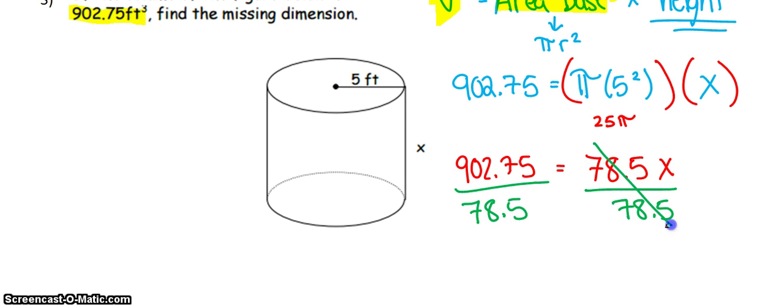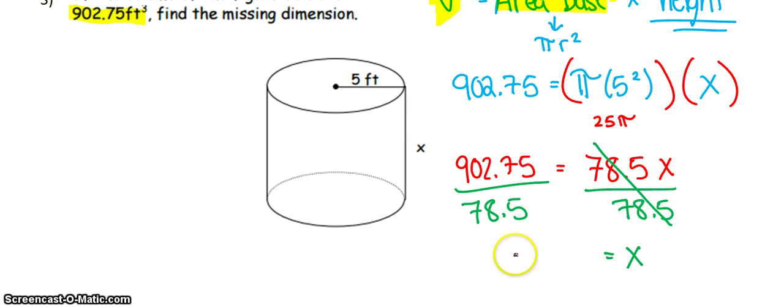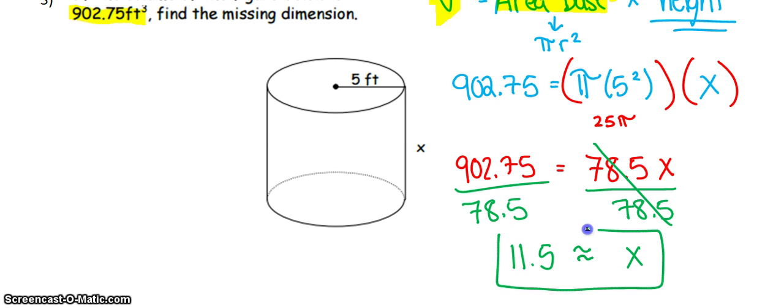Okay, if you do that, these will cancel because anything divided by itself is just 1. And then I'll have to do 902.75 divided by 78.5 in my calculator, which would give you that x is approximately 11.5. And it's approximate because I rounded pi and I've been rounding my answers. So it's about 11.5 for my height.